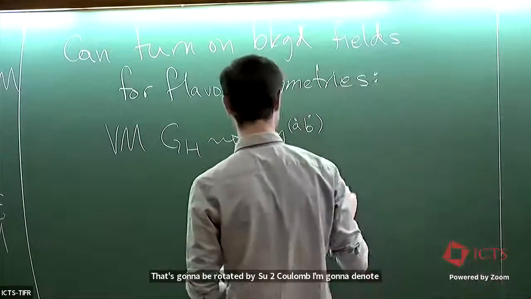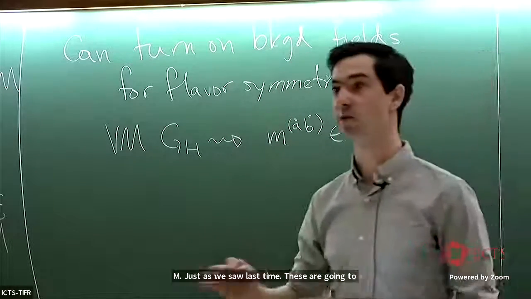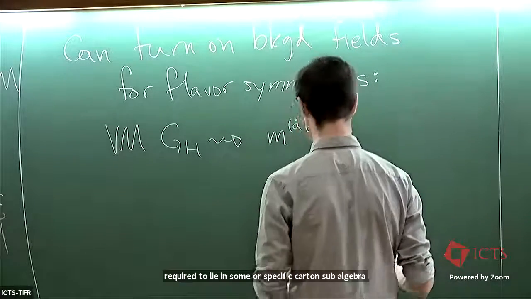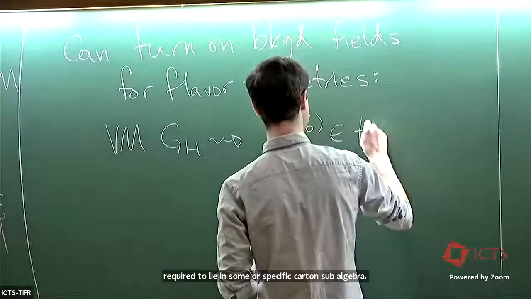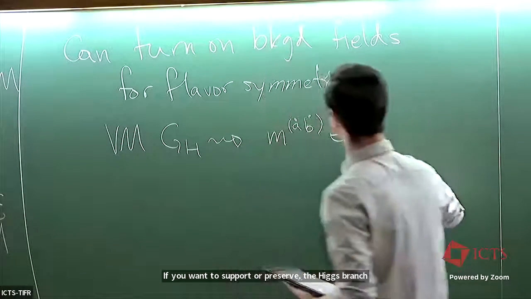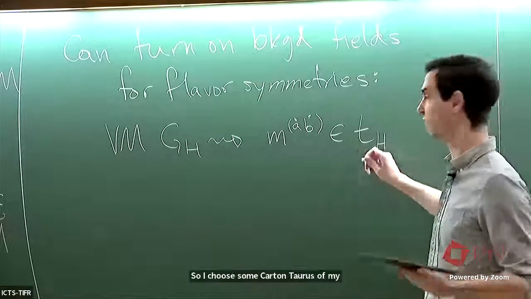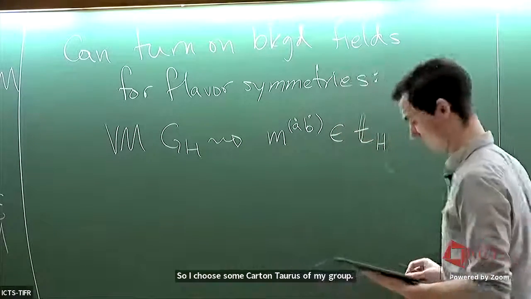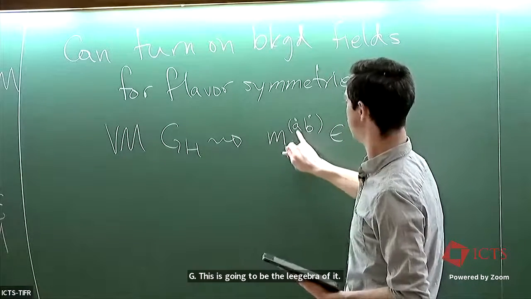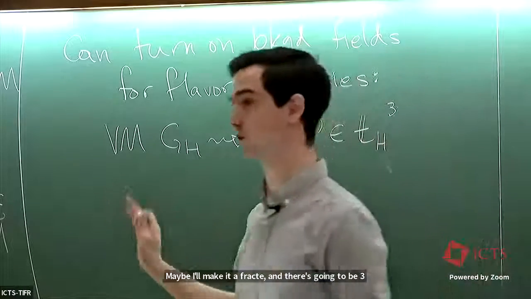And just as we saw last time, these are going to be required to lie in some specific Cartan subalgebra if we want to preserve supersymmetry. So I choose some Cartan torus of my group G. This is going to be the Lie algebra of it, maybe I'll make it a frak t. And there's going to be 3 masses, because each of A and B can take 2 values and it's symmetric, so there's 3 of them.